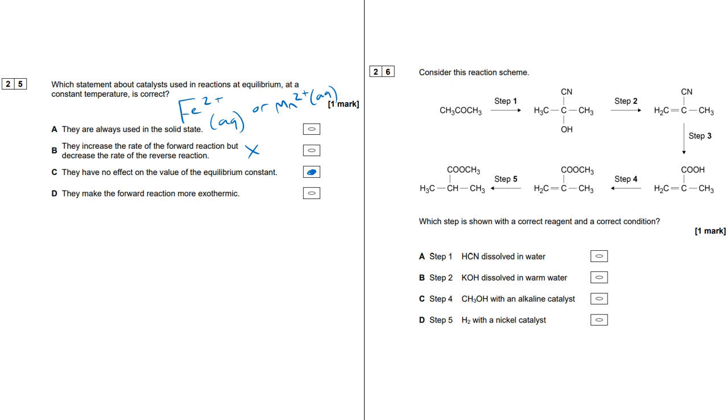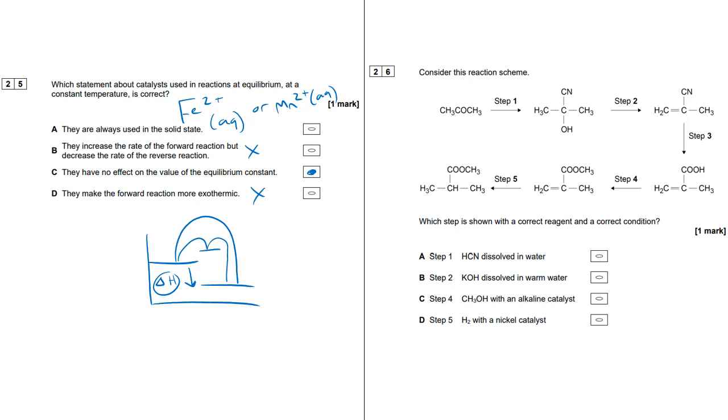Do they make the forward reaction more exothermic? Catalysts have no effect on the overall enthalpy change. So if you remember enthalpy level diagrams, if you've got an uncatalyzed reaction, let's say that's exothermic, use a catalyst, it provides an alternative route with a lower activation energy, but the overall delta H remains the same, so it wouldn't make it more exothermic.